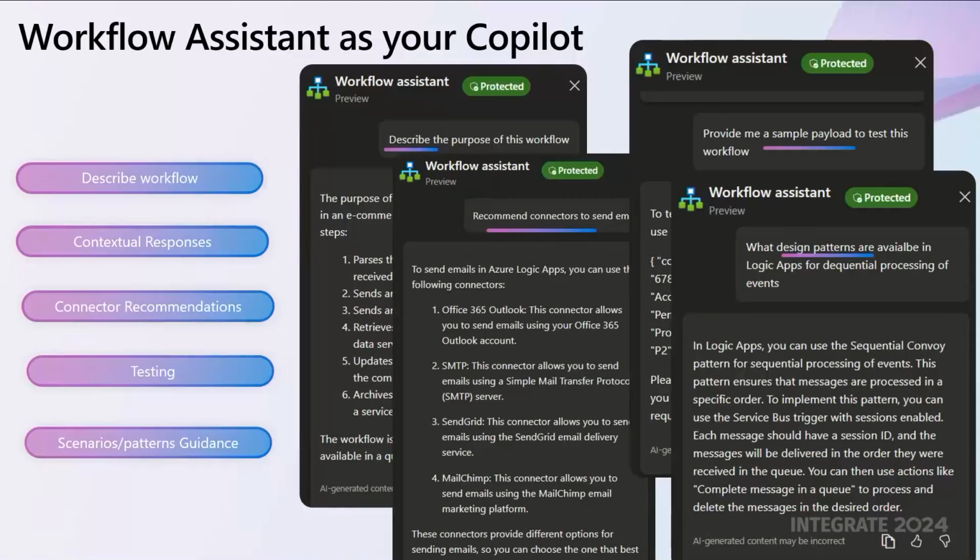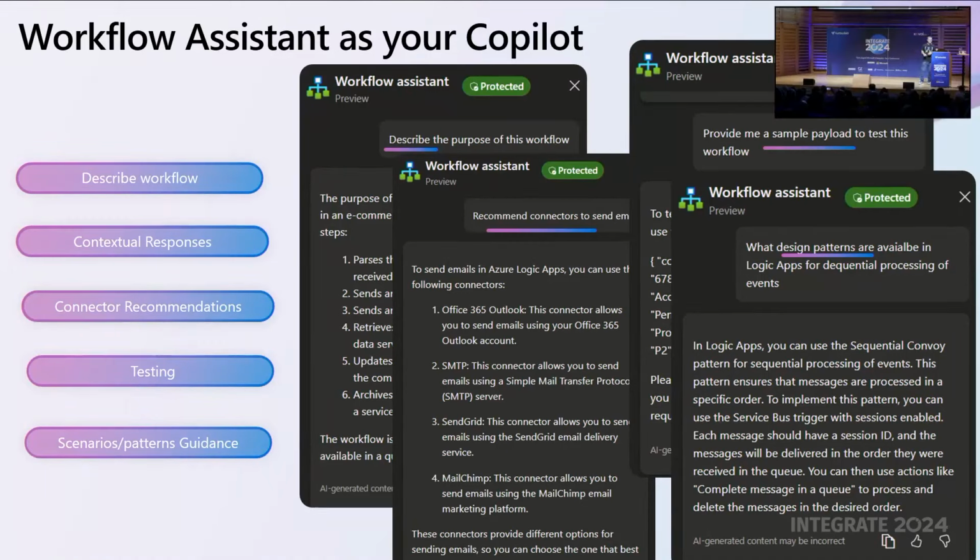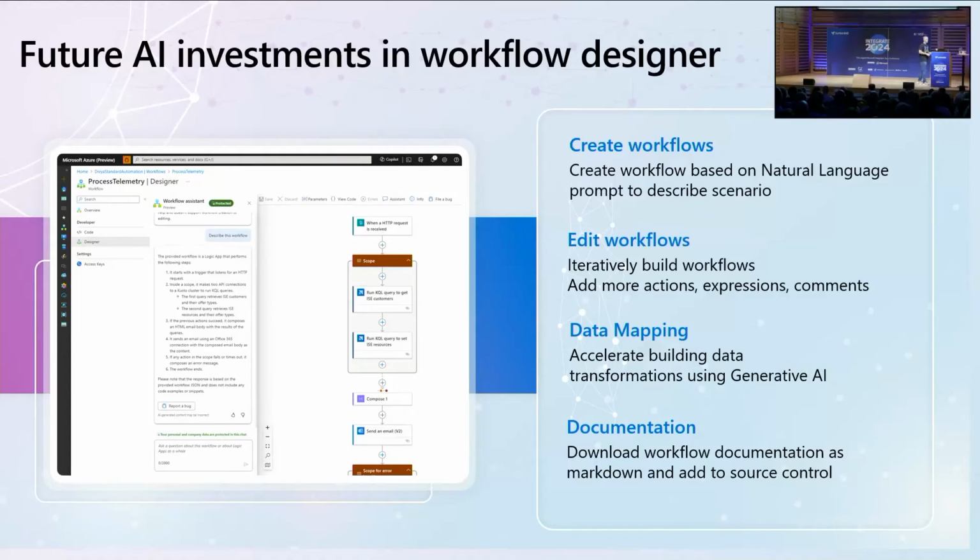And then this last one is around design patterns. So in this case, it was like, hey, how do I implement sequential processing of events? And here it talks about using a sequential convoy, and also recommends using Service Bus. So this is providing some level of prescription for your benefit. Now, this is just our initial launch of the workflow assistant.